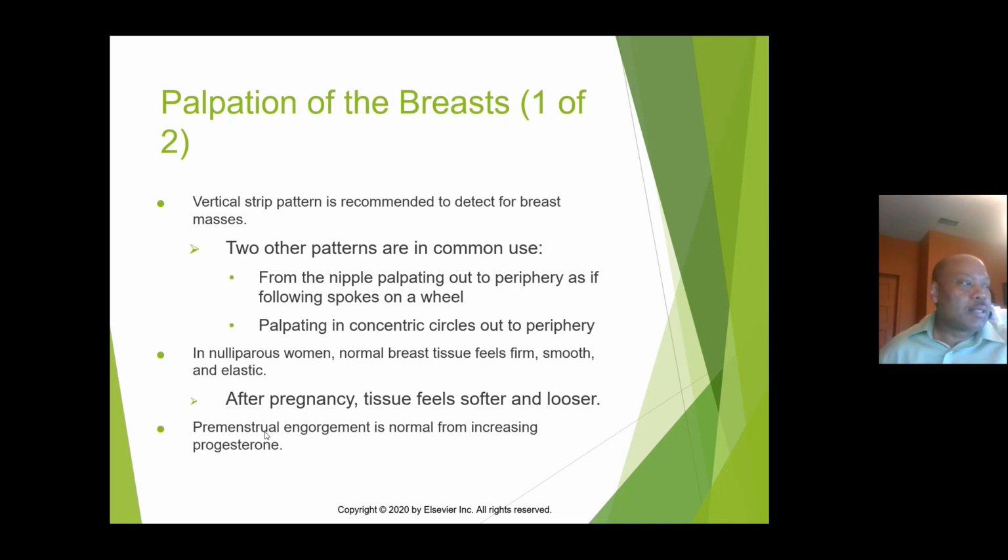Now, in your nulliparous women, those who have never been pregnant, normal breast tissue feels firm, smooth, and also elastic. After pregnancy, of course, tissue feels softer and looser. And then, of course, when a woman is on her menstruation cycle, you have this premenstrual engorgement. And it is normal because the patient has an increase in progesterone during that period of time.